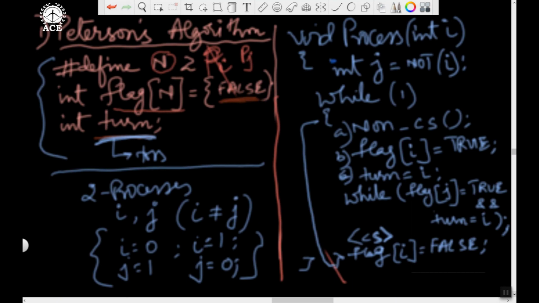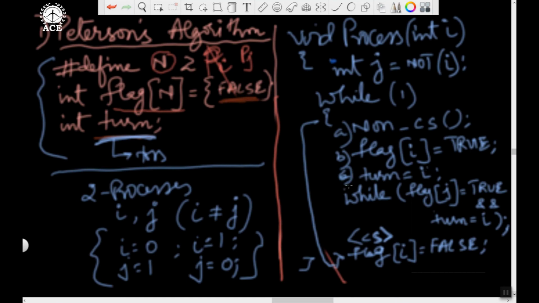So suppose P0 sets turn to 0, so turn becomes 0. Then P1 updates, so turn becomes 1. Meaning whichever process sets turn last will be the final value of turn. So if 0 sets first, turn becomes 0. Then if 1 sets the turn, turn becomes 1. Whichever process updates turn last, that will be the final value of turn. So turn is equal to I.